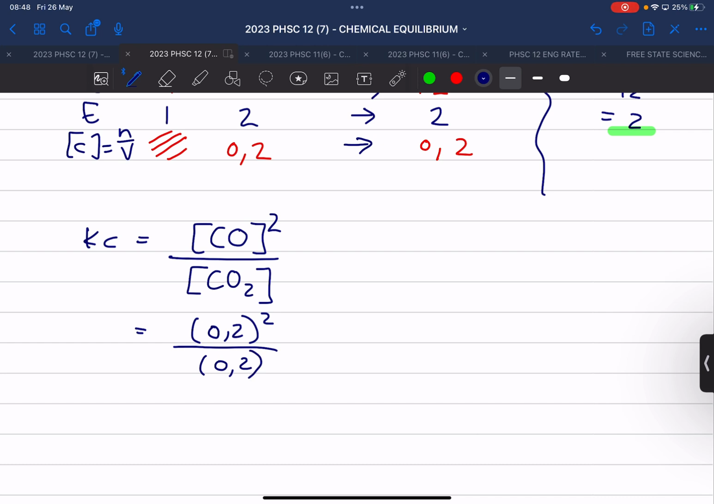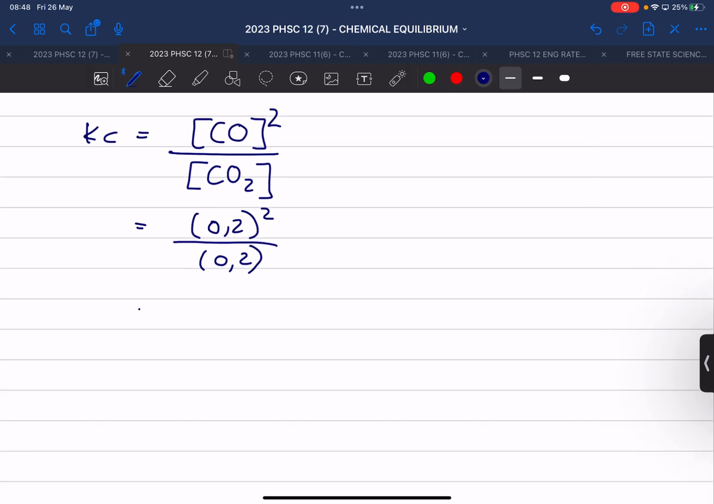Without a calculator, what is the answer? Does it have a unit? No, no unit.